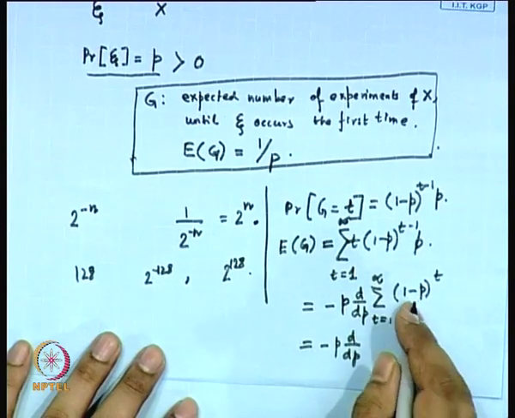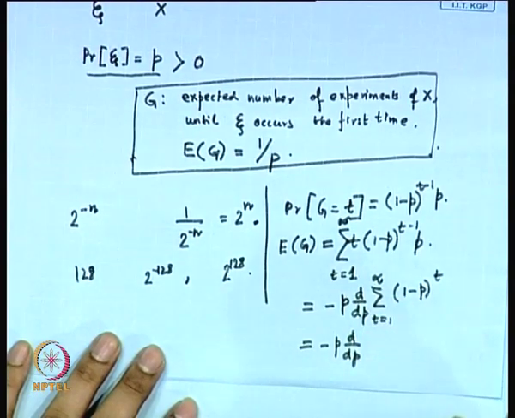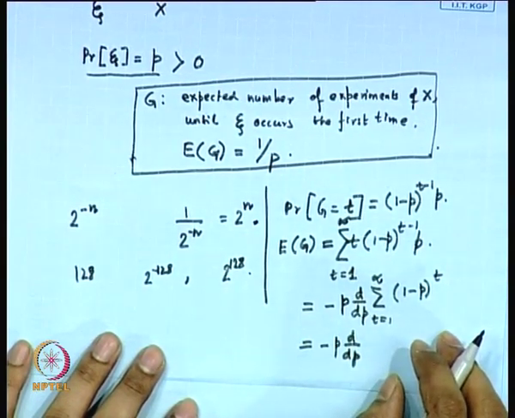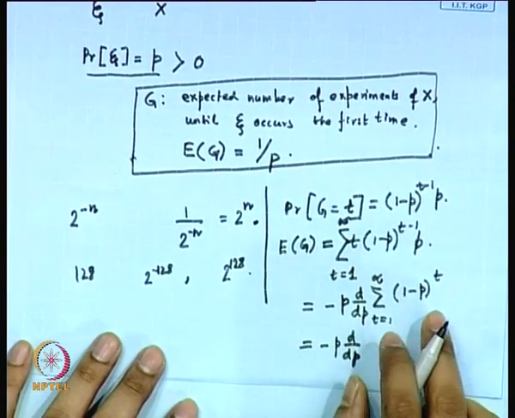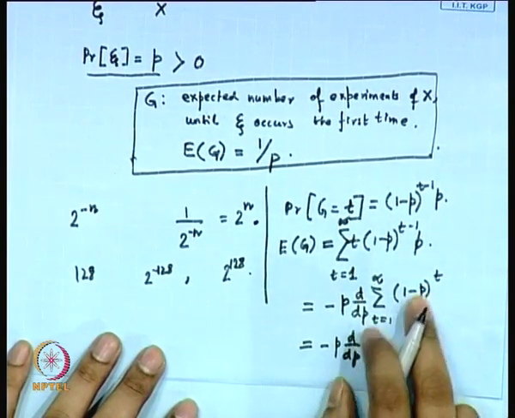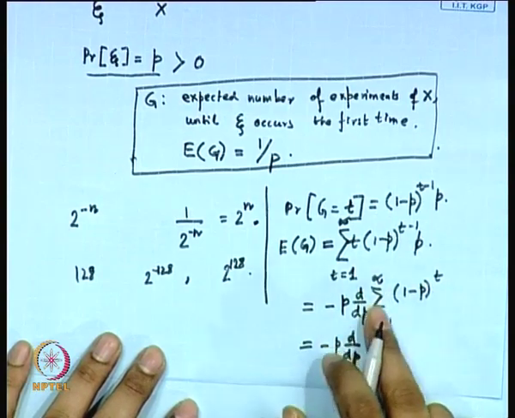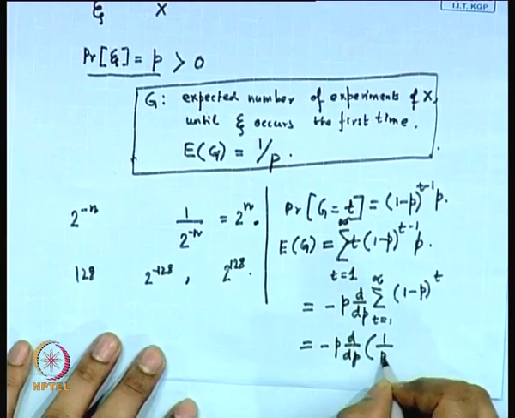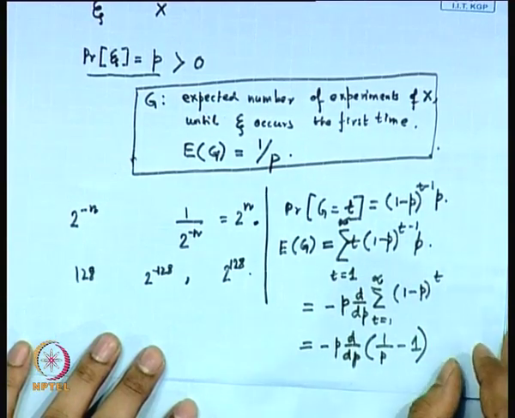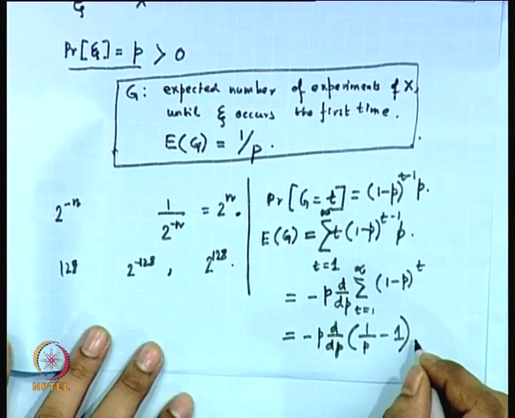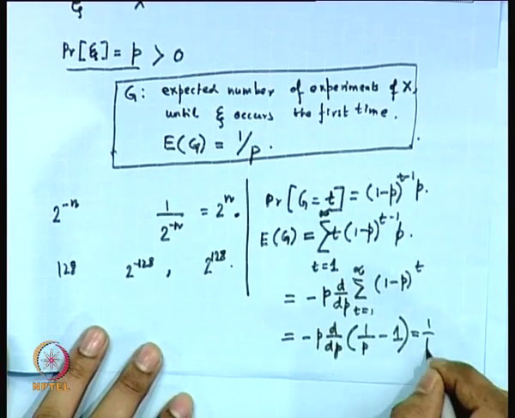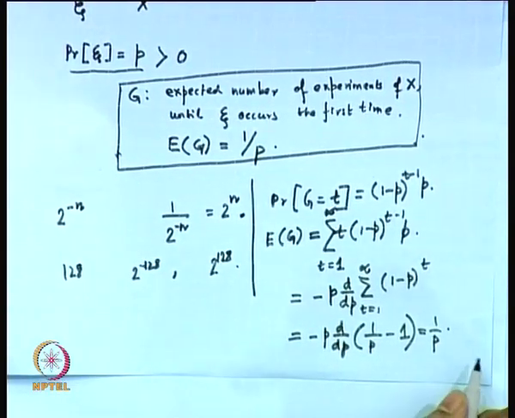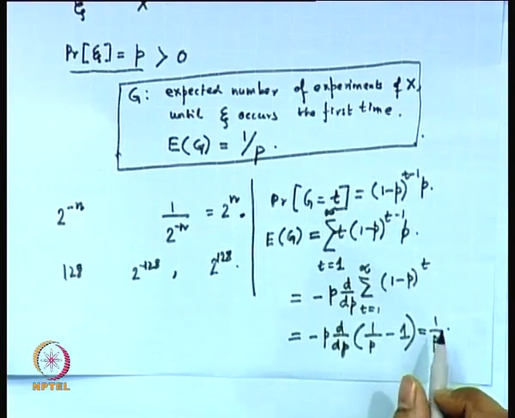Okay, and I would like to add this sigma, so there is (1 minus p) to the power of 1 plus (1 minus p) to the power of 2 plus (1 minus p) to the power of 3, and so on till (1 minus p) to the power of infinity. So you note that since this value is less than 1, this summation actually converges, and what we get is d/dp of (1/p minus 1). And this actually works out to 1/p.